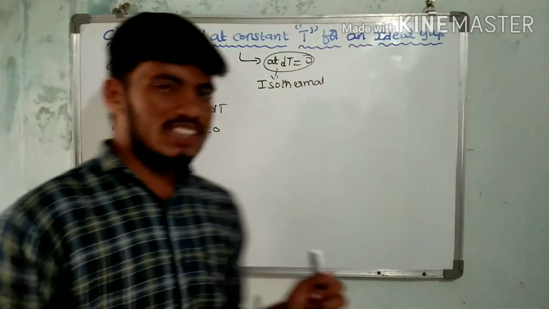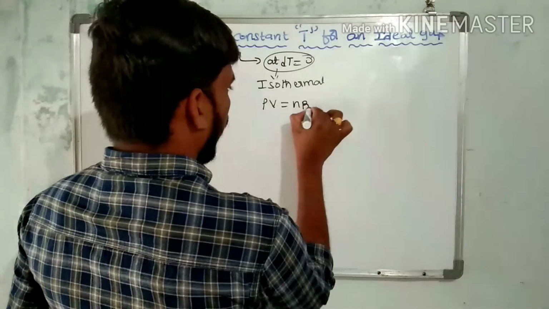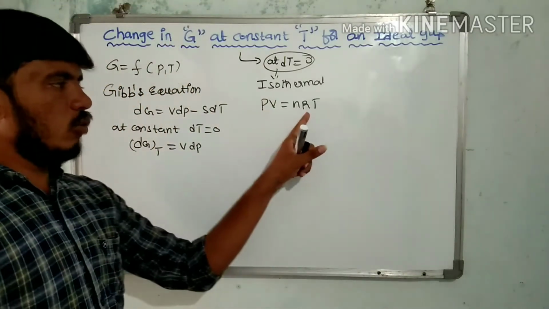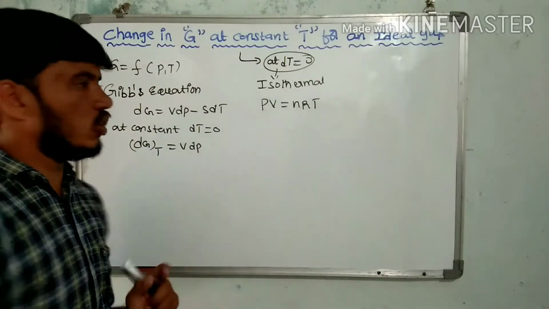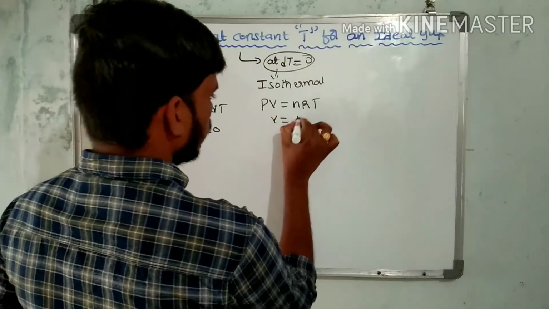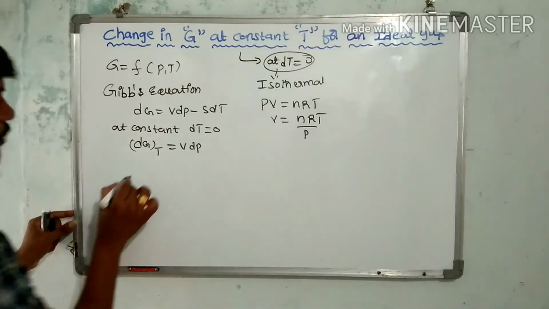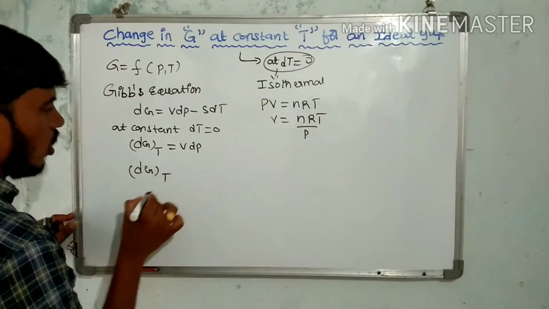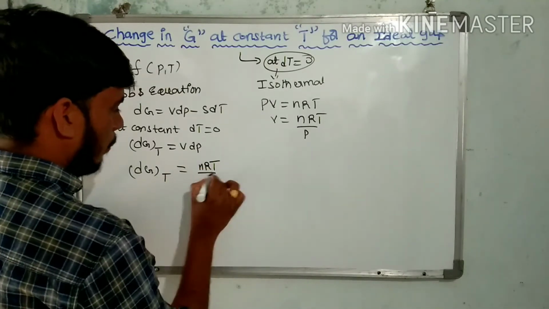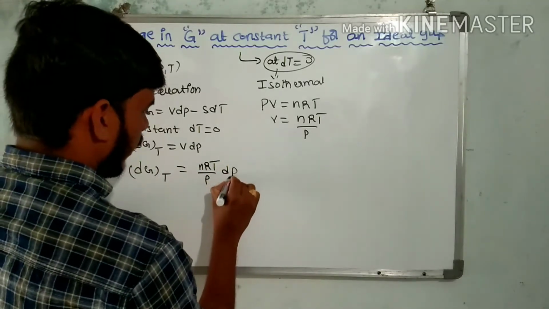Now for an ideal gas, what is the formula of the ideal gas? The formula of the ideal gas is PV equals nRT, where n is the number of moles of gas. From this you know that V is equal to nRT by P. Substituting this value in the equation, dG at constant temperature is equal to VdP, and V is nRT by P into dP. This is the expression.